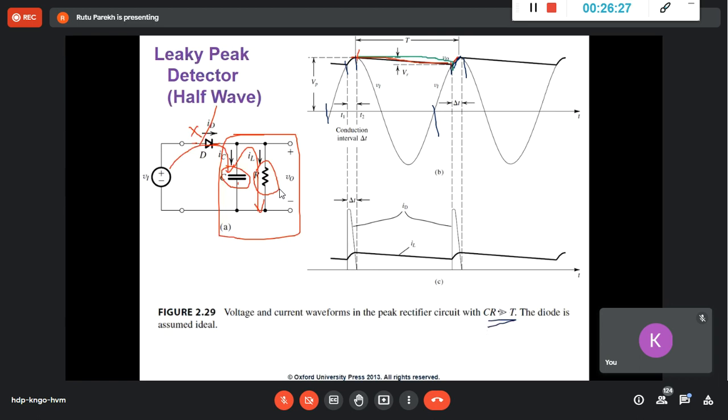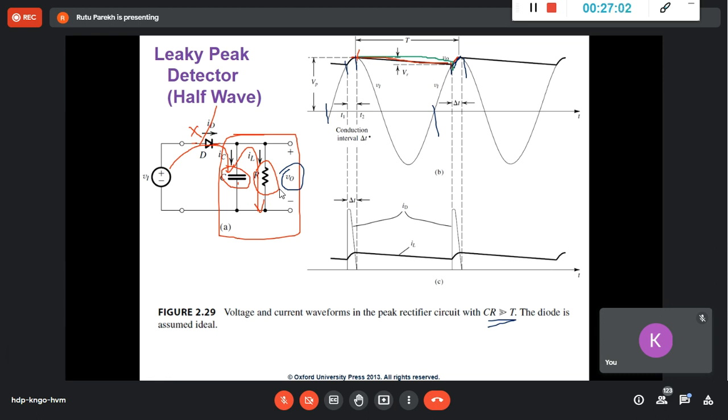So provided this RC is very, very greater than T, otherwise this will discharge fully. Then your output will be following your input. So you want a straight line. This discharging should be very slow, meaning this RC time constant should be very, very greater, at least around 10 times greater, then you will get almost DC, but with a ripple. So now you understood this much.